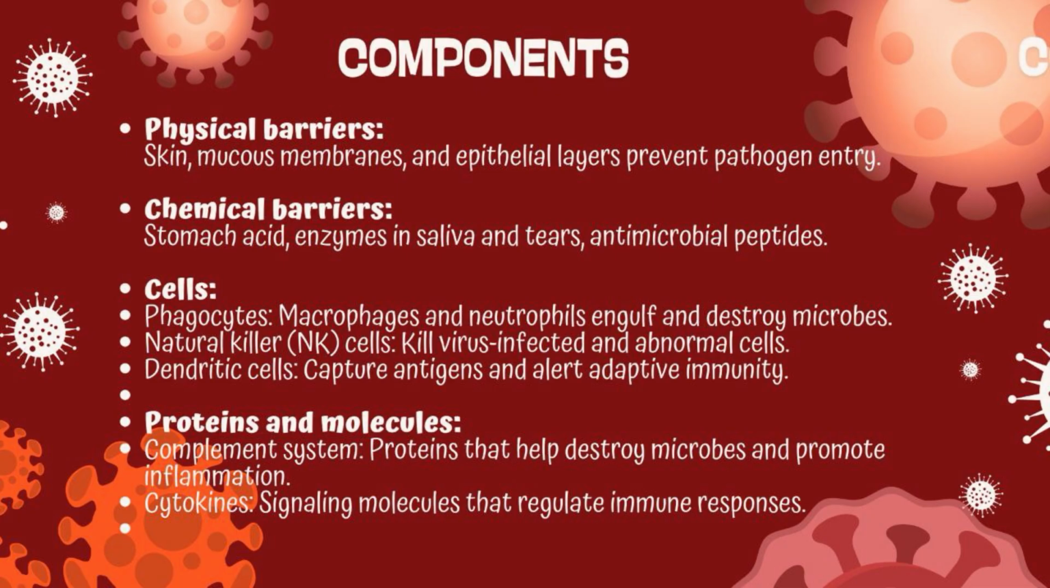There are also important cells involved in innate immunity. Phagocytes like macrophages and neutrophils engulf and destroy microbes. Natural killer or NK cells destroy virus-infected and abnormal cells. Dendritic cells capture antigens and help activate the adaptive immune system. Innate immunity also includes proteins and molecules like the complement system, which helps destroy microbes and promotes inflammation, and cytokines, which regulate and coordinate immune response.